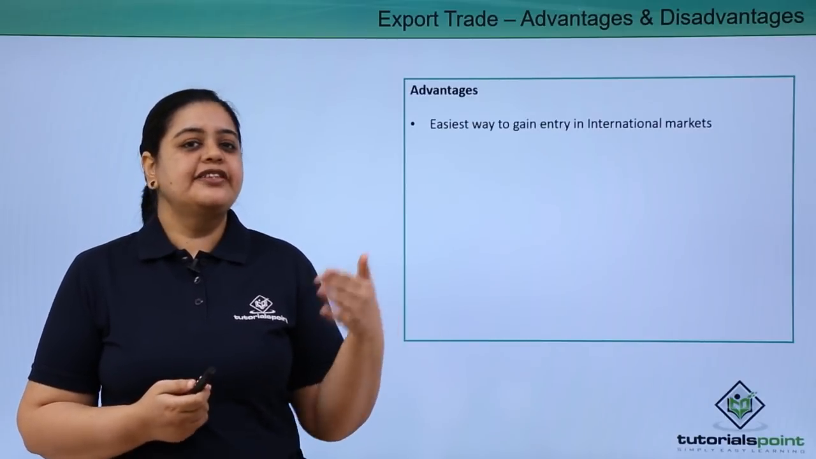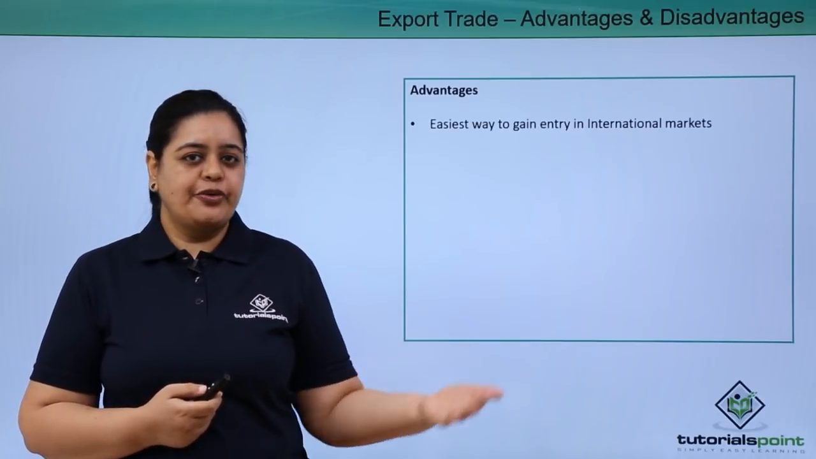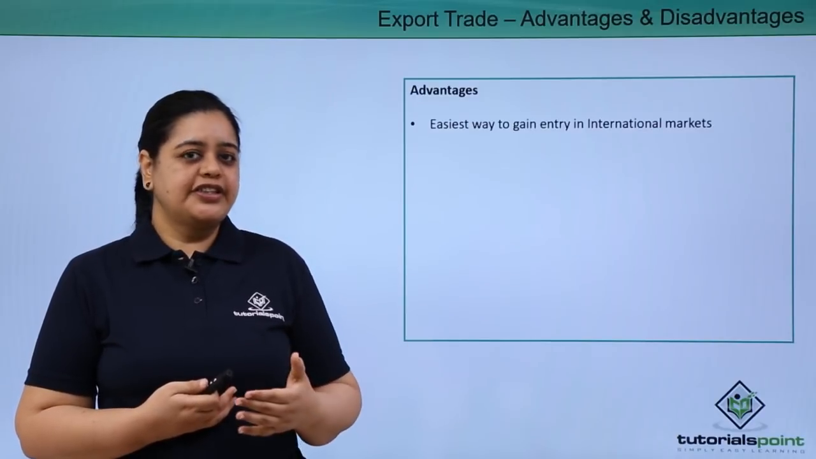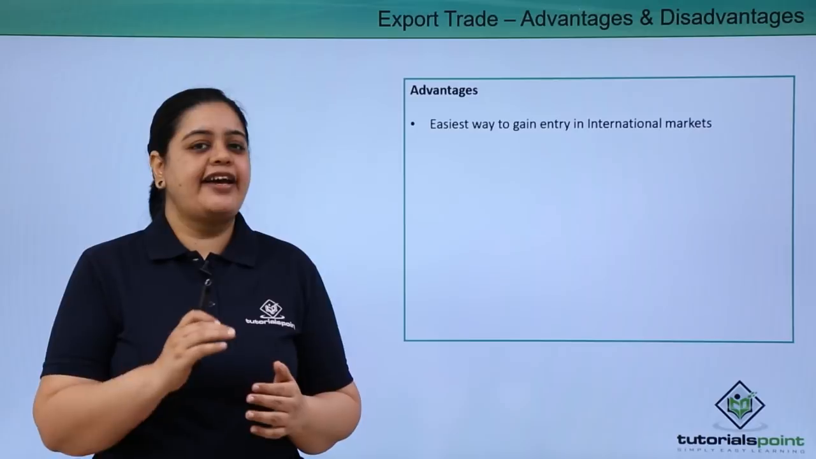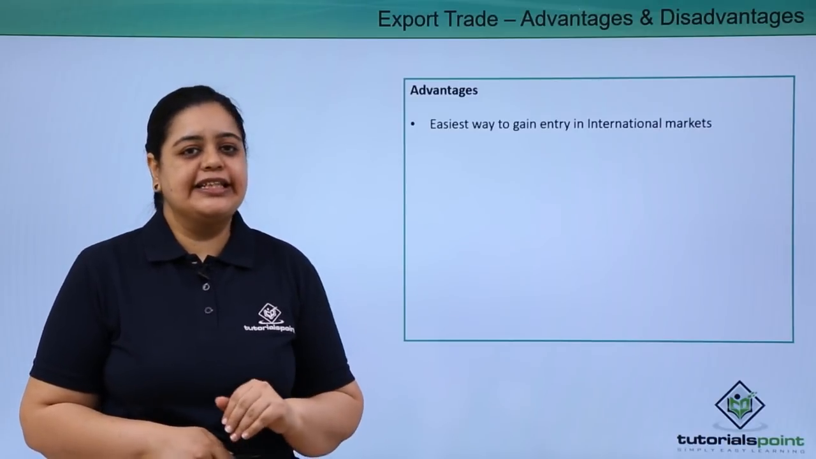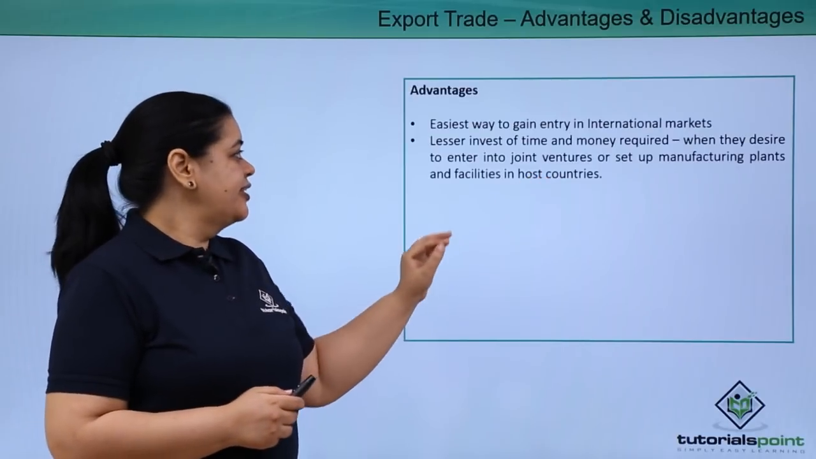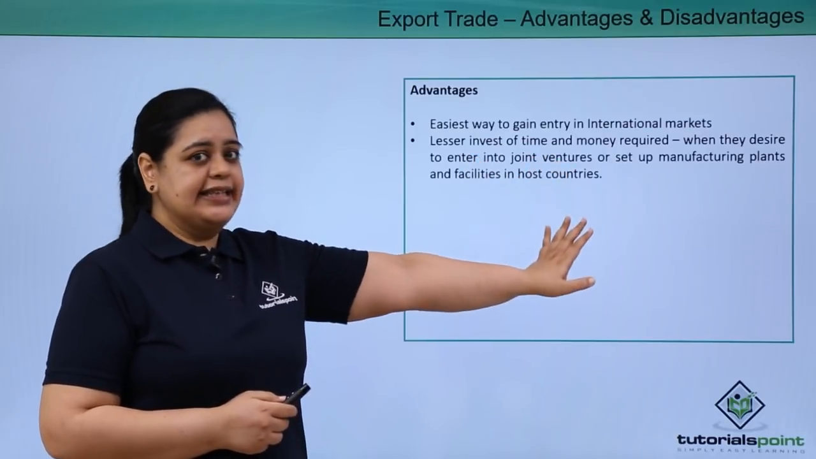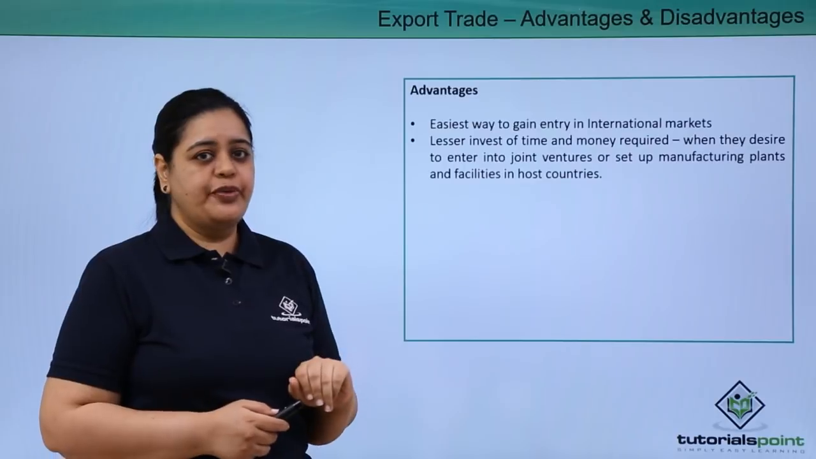I can find a person in another country who requires the goods which I am manufacturing, and I can get an order from him, secure an order from him, and once that is done, I have the export order and I have made an entry in the international market. Now see, the time invested and the money required in export trade is less when I compare the same to entering into a joint venture.